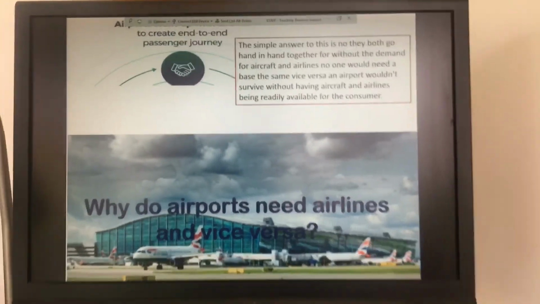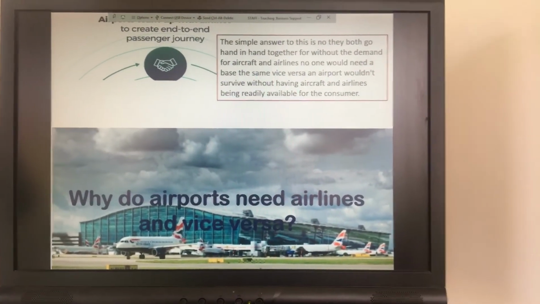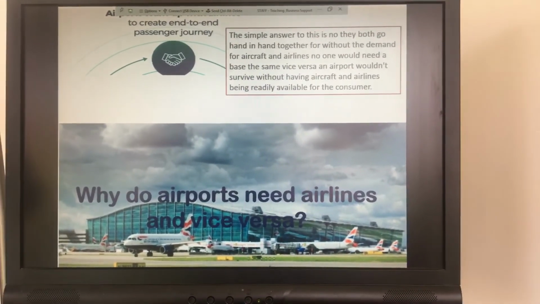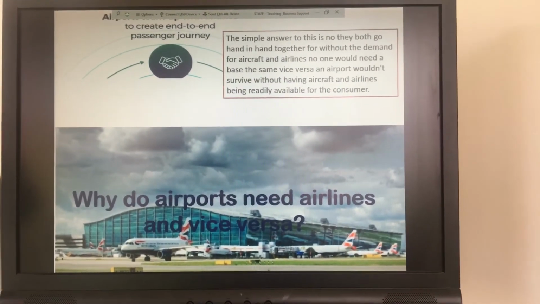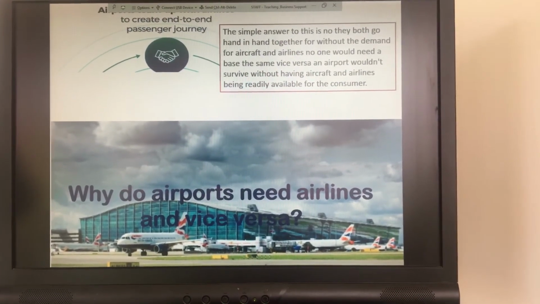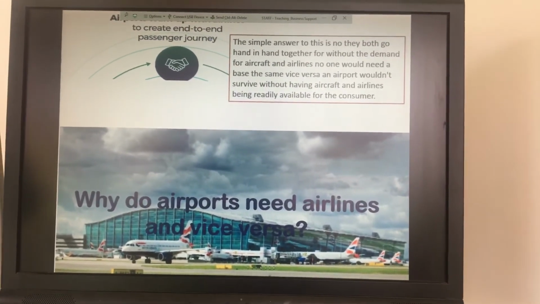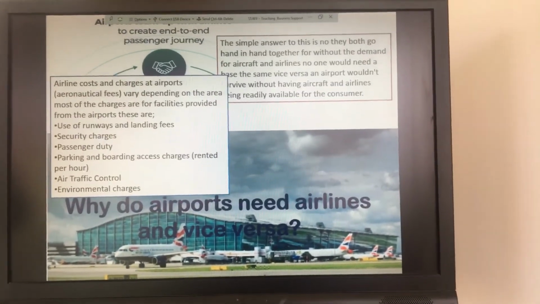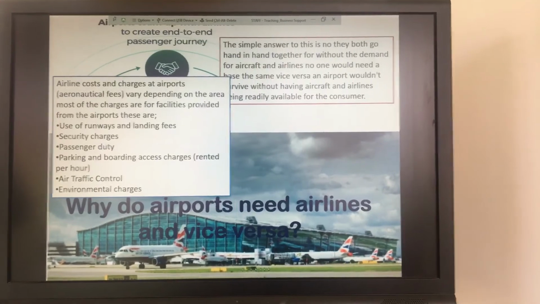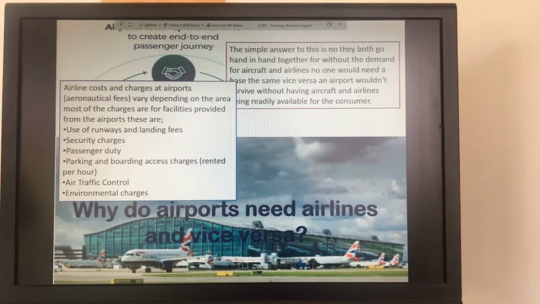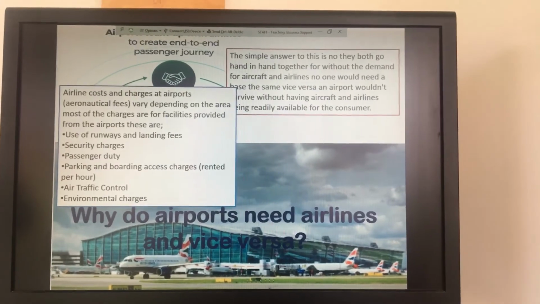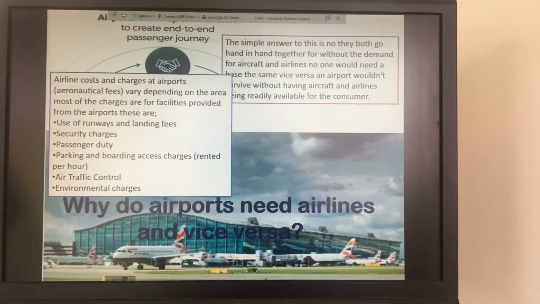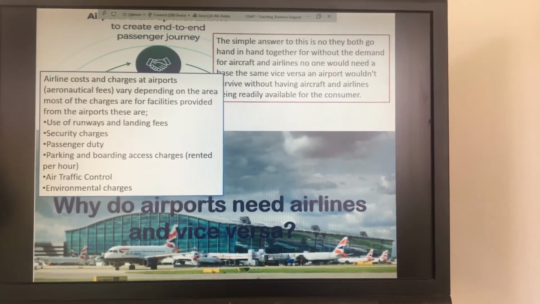So a little recap then. Airports really do need airlines, and airlines need airports. They cannot exist without each other, okay? The demand for aircraft goes hand in hand with the demand for airlines and vice versa. They have very, very complex relationships. They have what we call mutual relationships. They are there for the benefit of each other, but those relationships are very much sealed legally. So they have in-depth legal documents drawn up by their legal teams showing their commitment to each other.